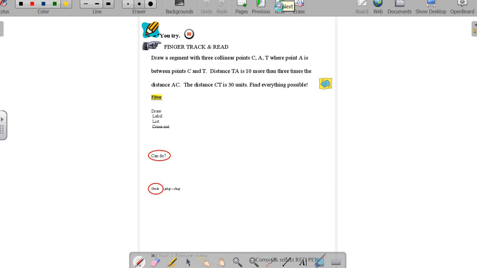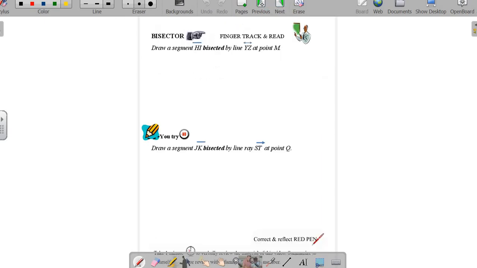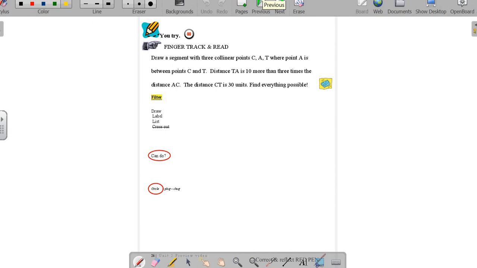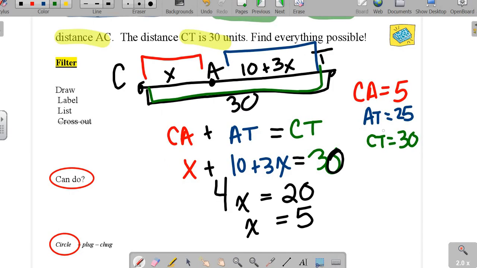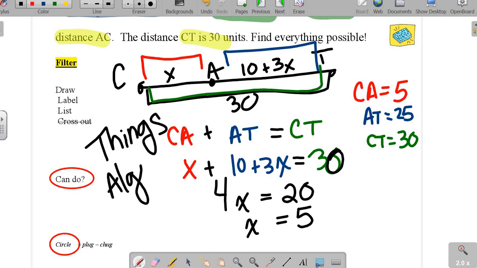This page you do on your own. Pause the video. Welcome back. You should have set up a thing equation before algebra if you're following my instructions. Things before algebra. You solve for x. You should have gotten 5. Lovely. That's not the end of the problem. You plug it in. CA is 5, AT is 25, and yes, they add up to 30.